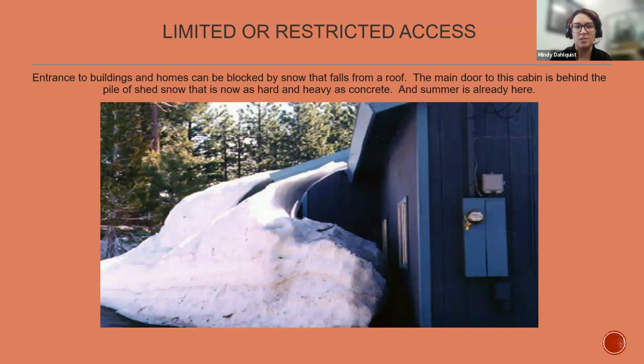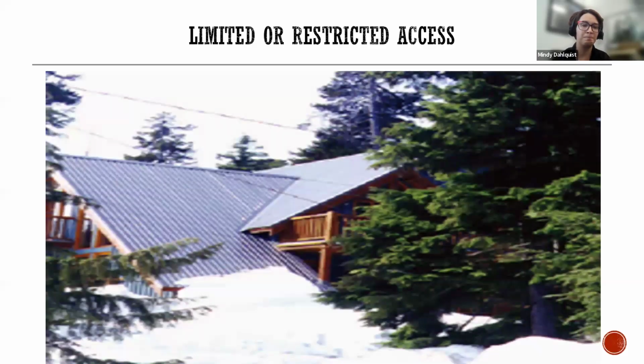Limited and restricted access. So entrances to your buildings and homes can be blocked by snow that falls from a roof. Last year about this time, it's probably a little closer to winter, I was driving to Montana, and many of the houses that I saw between Idaho and Montana, they couldn't even get into their front entrances because of the snow that had shed off the roof directly into their front doors. And their snow pile is just as high as their entire house structure. So at that point, you just have no ability to get in there until that snow actually melts, unless you have some type of heavy equipment, and then it's still very time consuming.